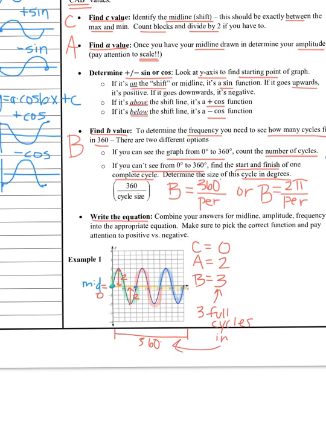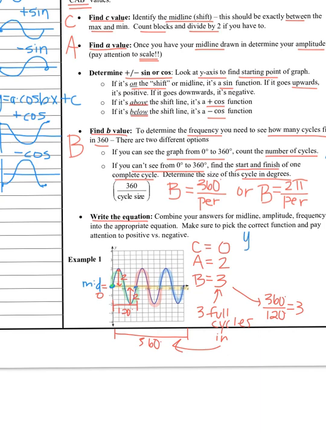Let's say we couldn't see all the way up to 360 degrees. We could also find this number by taking 360 degrees and dividing it by the period. It took 120 degrees for one full cycle, so that's the period. So we're going to take 360 degrees and divide it by its period, and that would also give us 3. Okay, so now our last step is to go ahead and write our function.